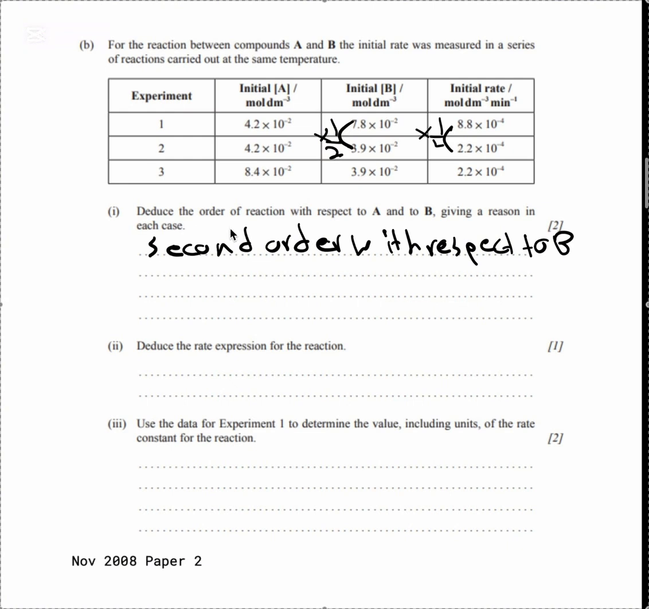And then for A, we can see that between experiment 2 and 3, the concentration of B was held constant and the concentration of A was doubled. However, there is no change in our rate of reaction. So it's zero order with respect to A.